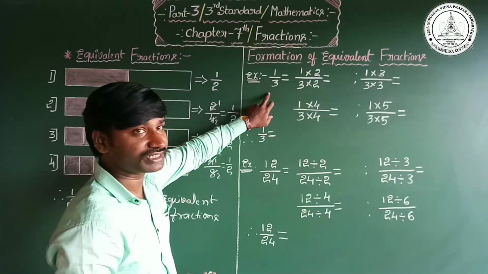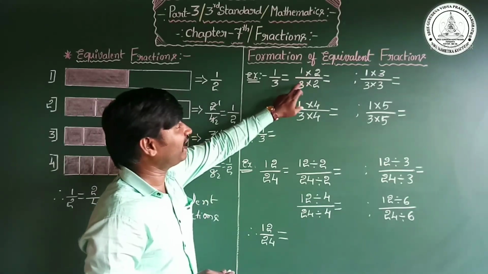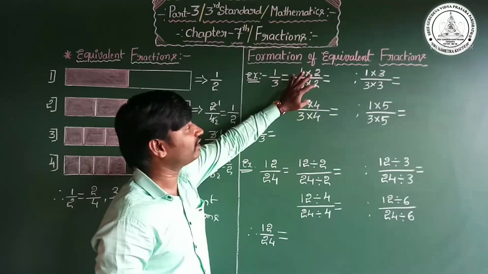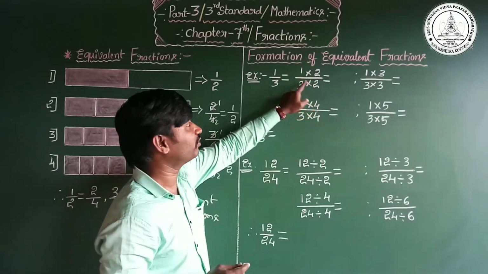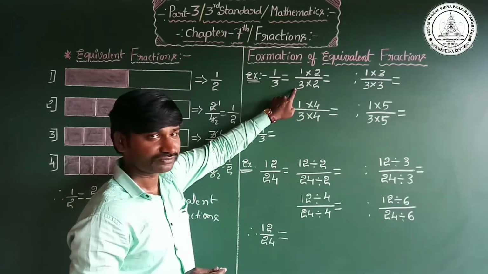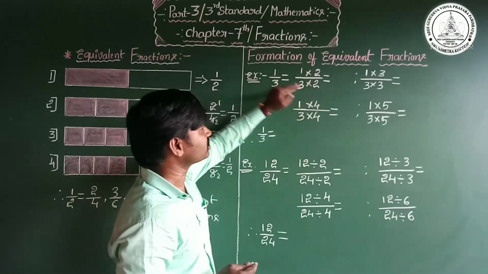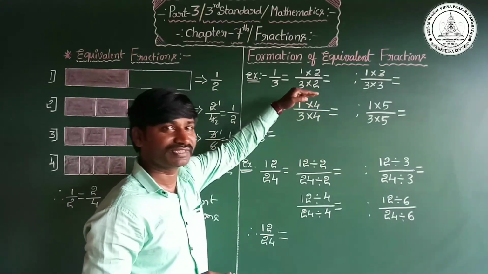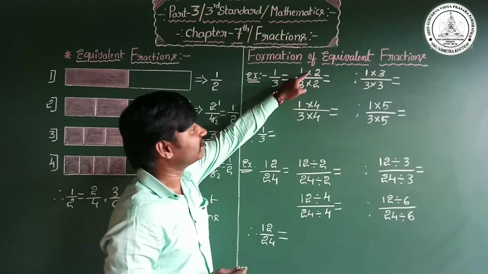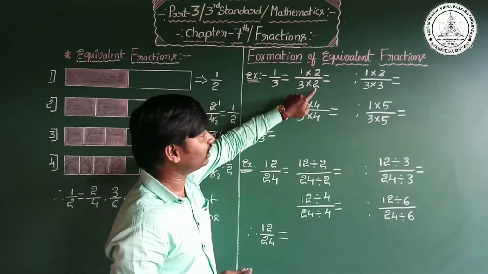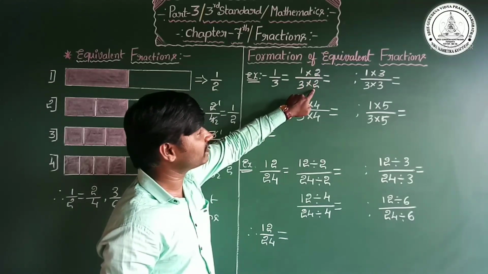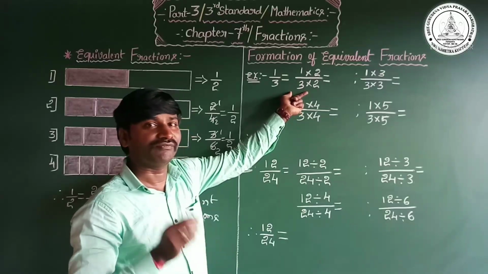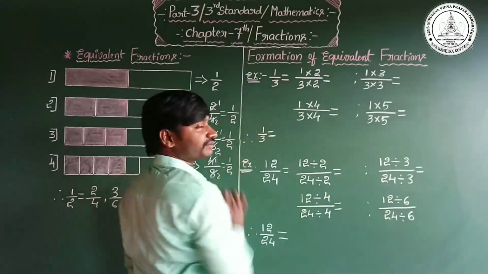To find equivalent fractions, use the method of multiplying the numerator and denominator by the same number. Here the fraction is 1 by 3. You want the equivalent fractions of 1 by 3, so you use the multiplying method. Multiply the numerator and denominator by the same number, 2 and 2, to the given fraction 1 by 3.